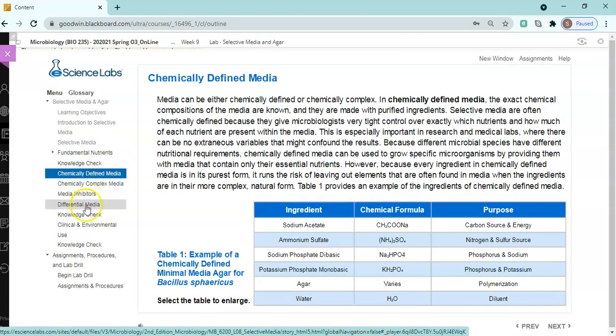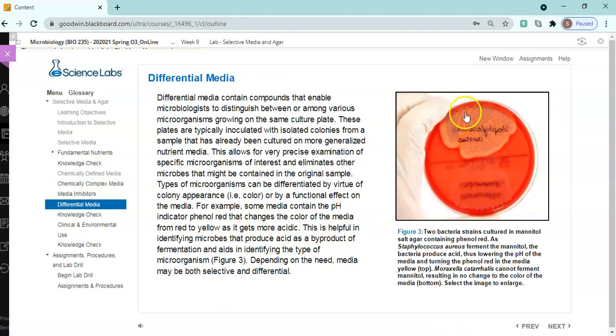So that's our differential media. I'll just skip down here. So this right here is our Staphylococcus aureus, again, fermenting mannitol. It gives us a different result on the plate.